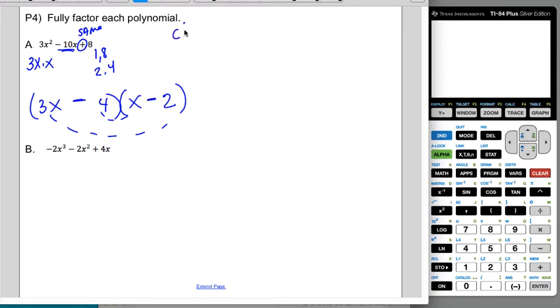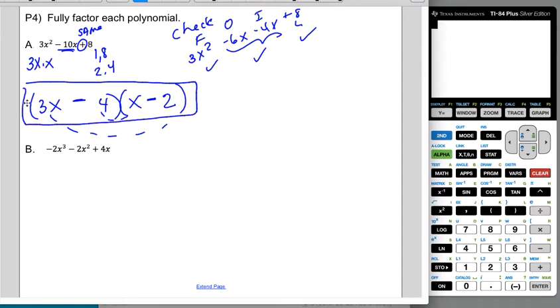If I FOIL to check, and again, you don't have to check for my benefit, I just need you to be right. The first would be a 3x squared, outer, right, would be a negative 6x, inner would be a negative 4x. Oh, look, there's my negative 10, check. And my last would be a plus 8, right, that's last, check. Okay, so there's my answer. And again, that check can happen in your head.